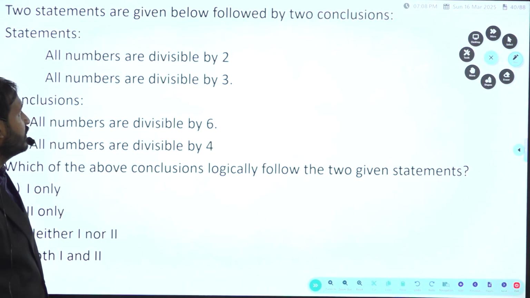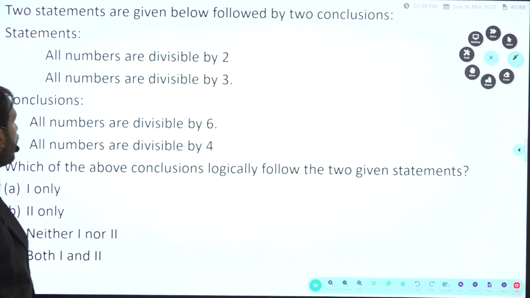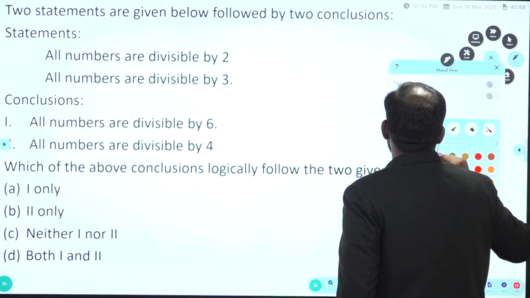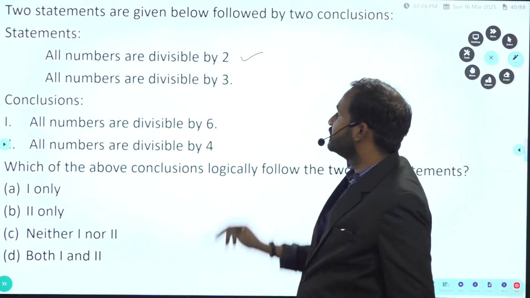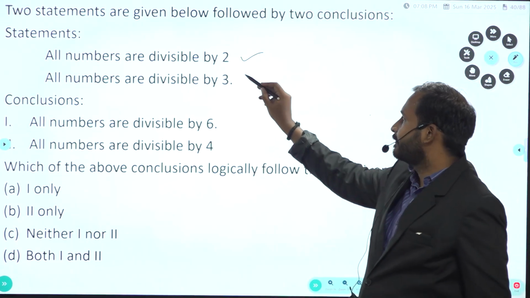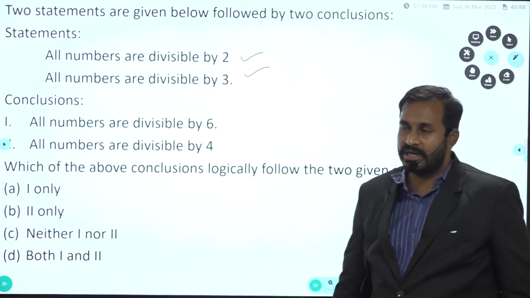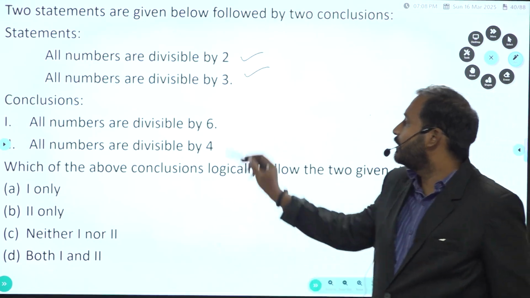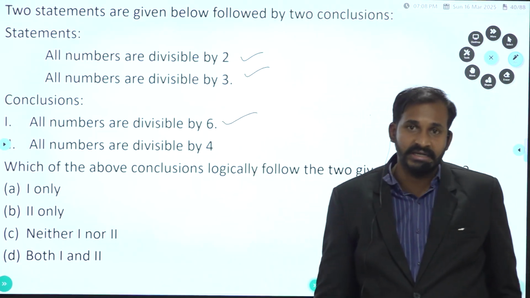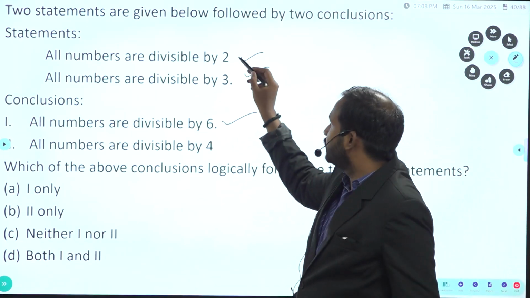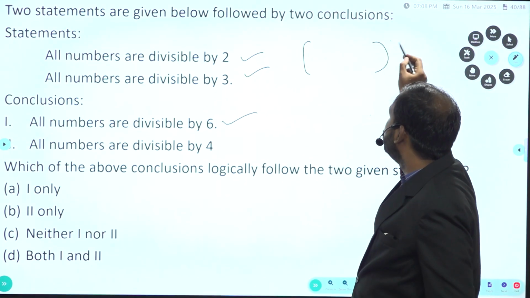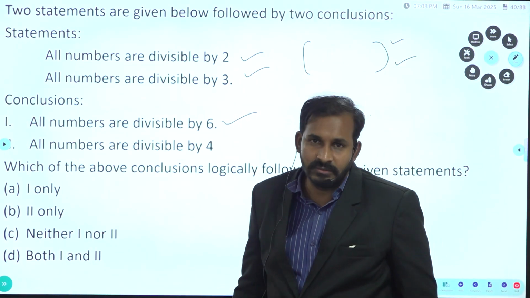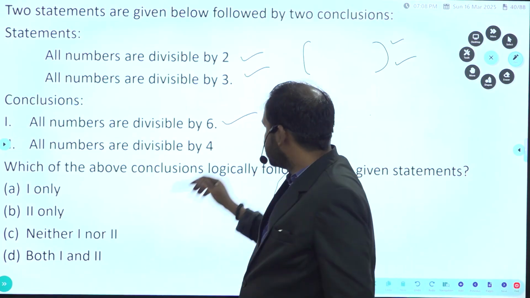Two statements are given below followed by two conclusions. Statement 1: all the numbers are divisible by 2. That is my statement 1. And second statement: all numbers are divisible by 3. Conclusions: all numbers are divisible by 6. Correct, right? Why? Because the given set of numbers are divisible by 2 and the given set of numbers are divisible by 3. Then obviously the given numbers will be divisible by 6, right? Yes, the first one is true.